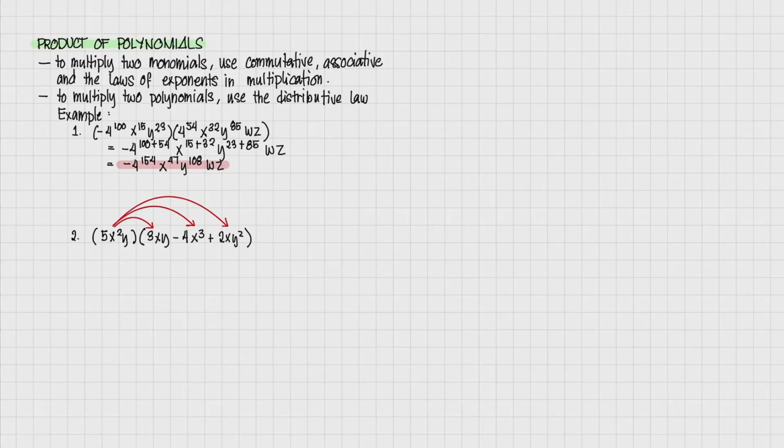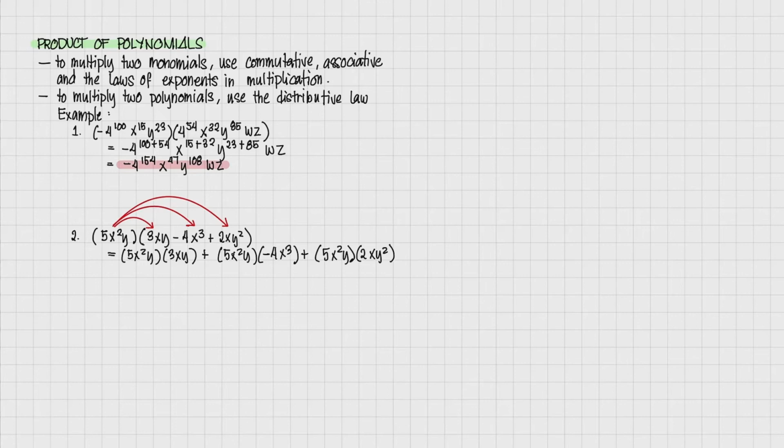So you get 5x cubed times y times 3 times x times y. So that's equal to, let's write that down, 5x cubed y times 3xy plus, again, you have 5x squared times y times negative 4x cubed plus 5x squared times y times 2xy squared.